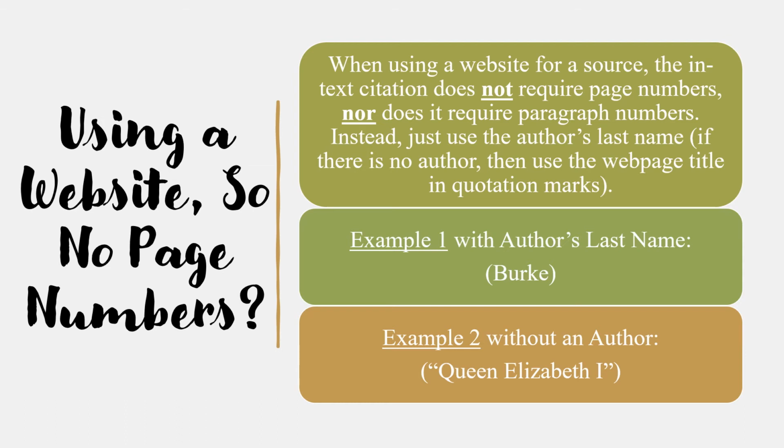So, for example, if I was having a direct quote from a website and there was an author's last name and that last name was Burke, the only thing that would appear within the parentheses would be the last name Burke. In the second example, you could see that if I am pulling a quote from a website where there is no author on the web page, then I would just use the web page's title. And because that is a shorter piece, I would put that in quotation marks. So pretend I am pulling information, a direct quote from a web page titled Queen Elizabeth I. I would place that in quotation marks. That would be placed within parentheses, and that would be it. That's all I have to do for my website in-text citation.